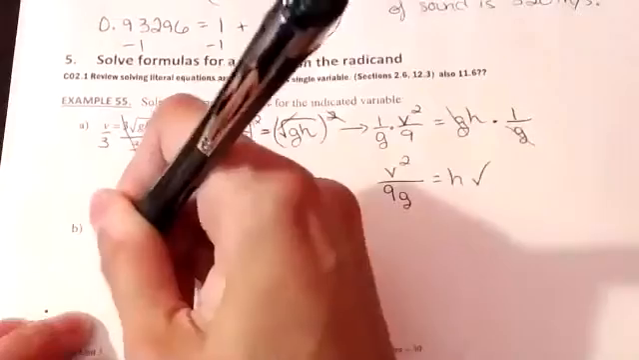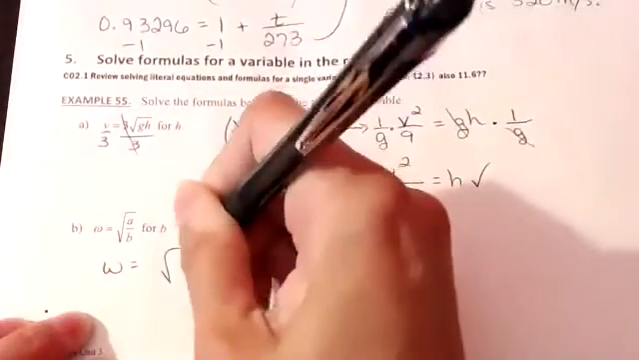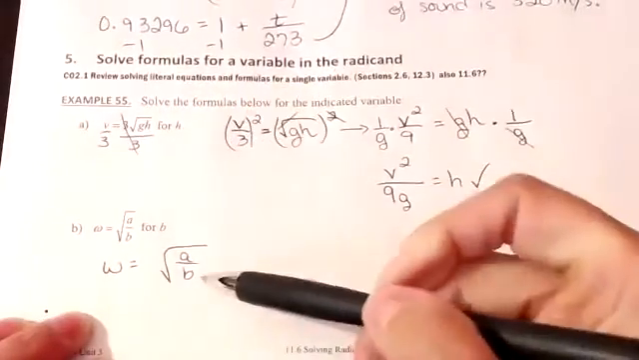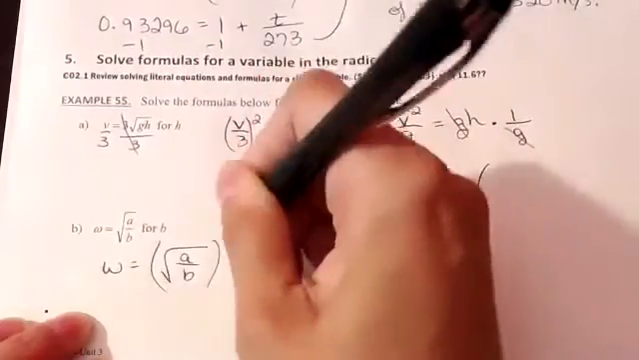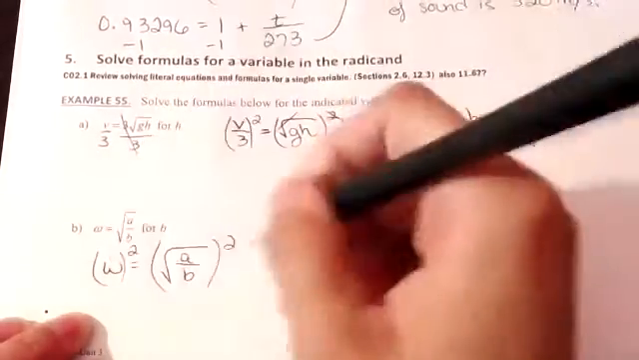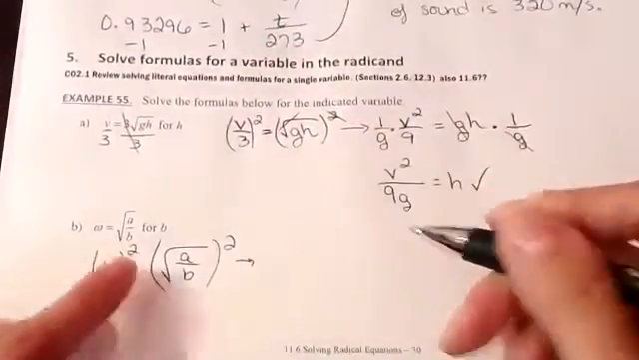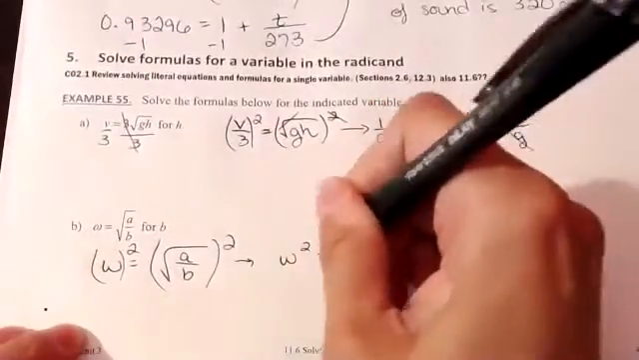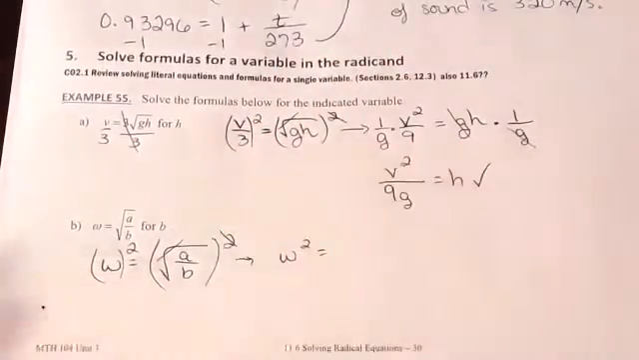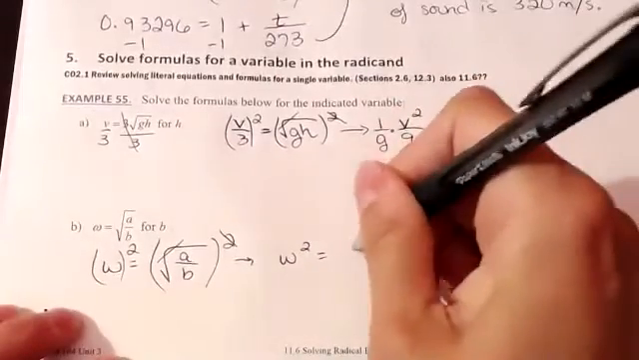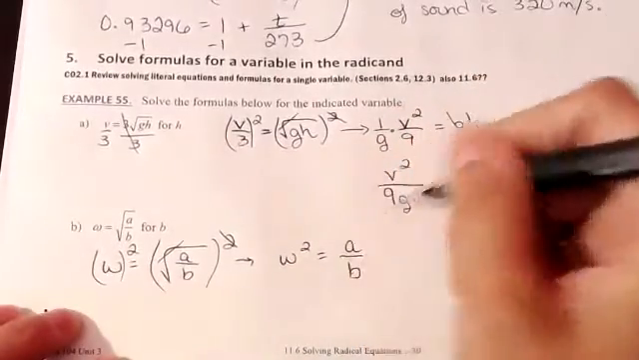Let me open this up. I'm just going to rewrite this. We have no choice. That b is trapped under that square root sign, so we want to get rid of it first. We want to square both sides. That leaves me with w squared is equal to, and then the square root and the square cancel, so it releases the contents, so to speak. And that's a over b.